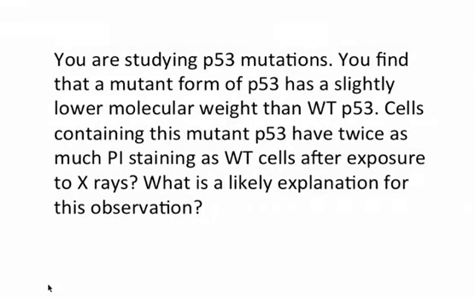Okay. So you find a mutant form of P53 that has a slightly lower molecular weight than wild type P53. So wild type P53 is 53, and this one's like 53 and a little less. And cells containing this mutant P53 have twice as much PI staining, which is another method, as wild type cells after exposure to X-rays. What is a likely explanation for this observation?